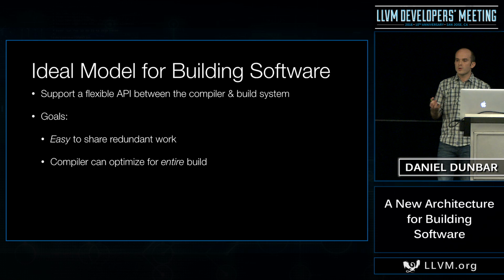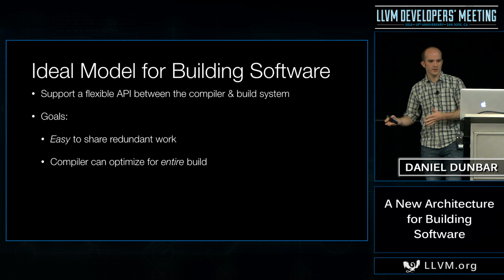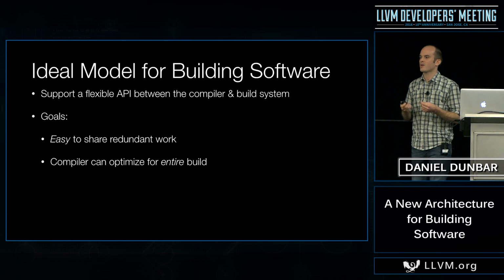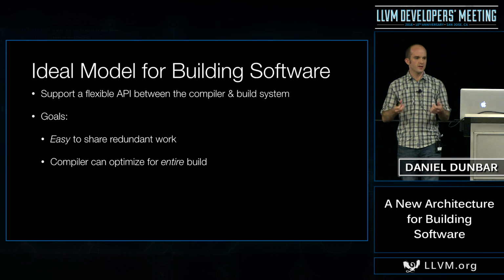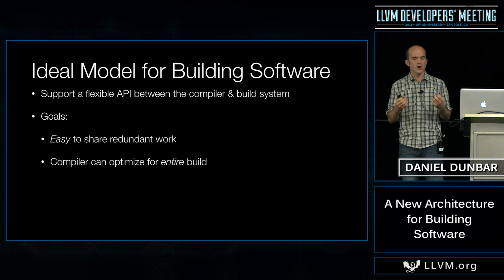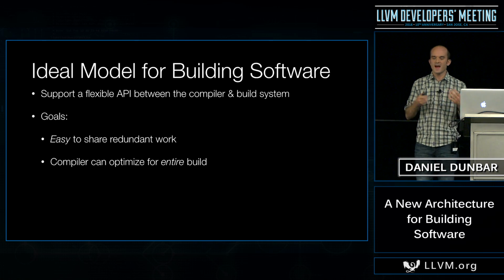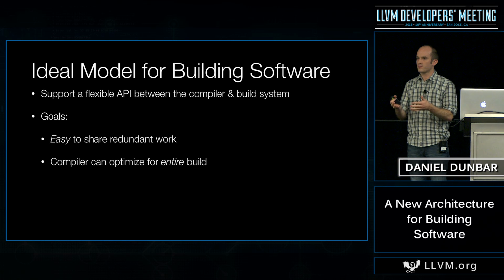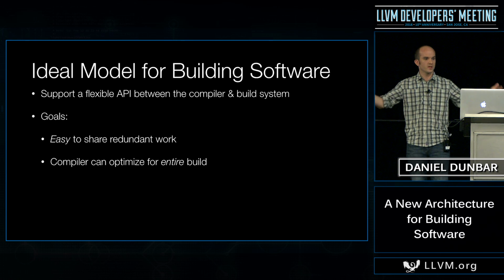And in general, what we really want to do is optimize the compiler for the entire build. Most users, other than compiler engineers, don't actually care about object files. What they care about is getting their final product out. And so that's the situation we should optimize the compiler for, being fast at doing the entire build.